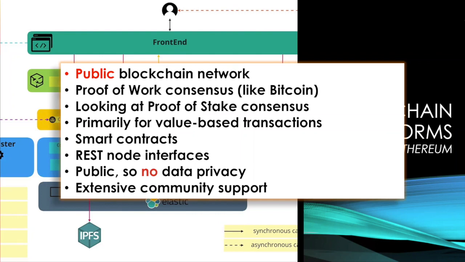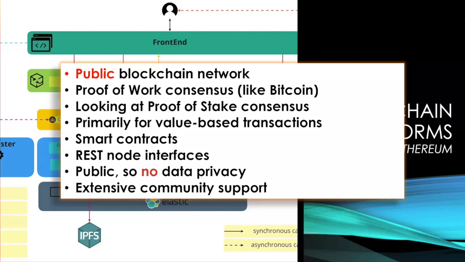The consensus mechanism is proof of work, which is just like Bitcoin. And Ethereum is more of a financial type of blockchain solution than, say, Hyperledger Fabric. So it is going to be more Bitcoin-like in the way it does things.